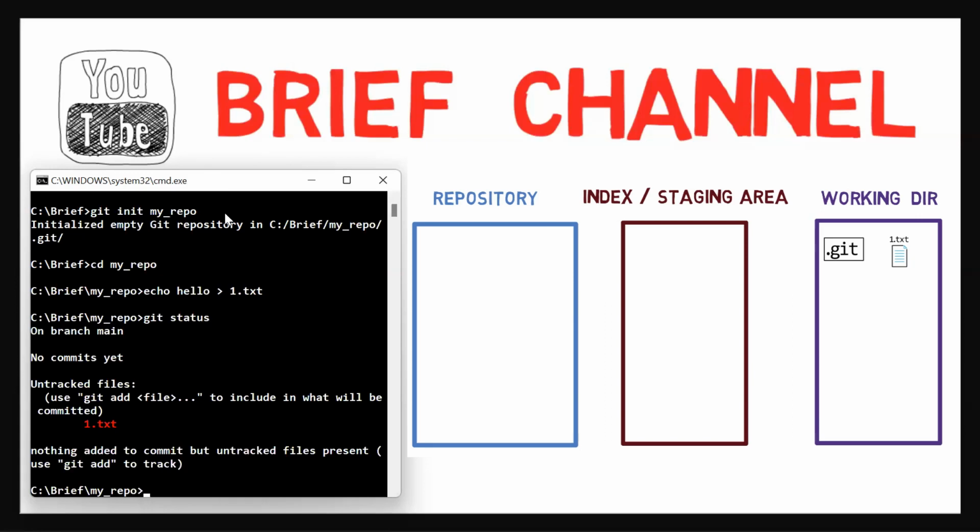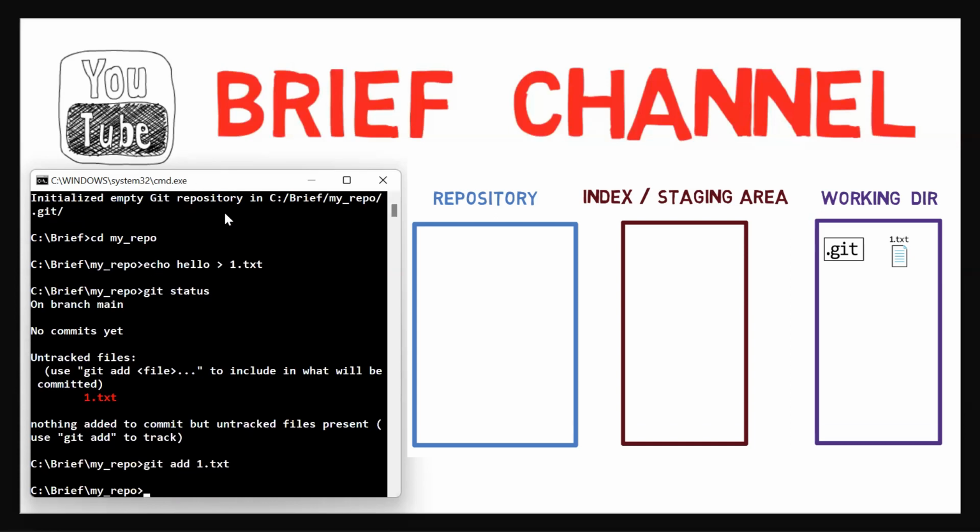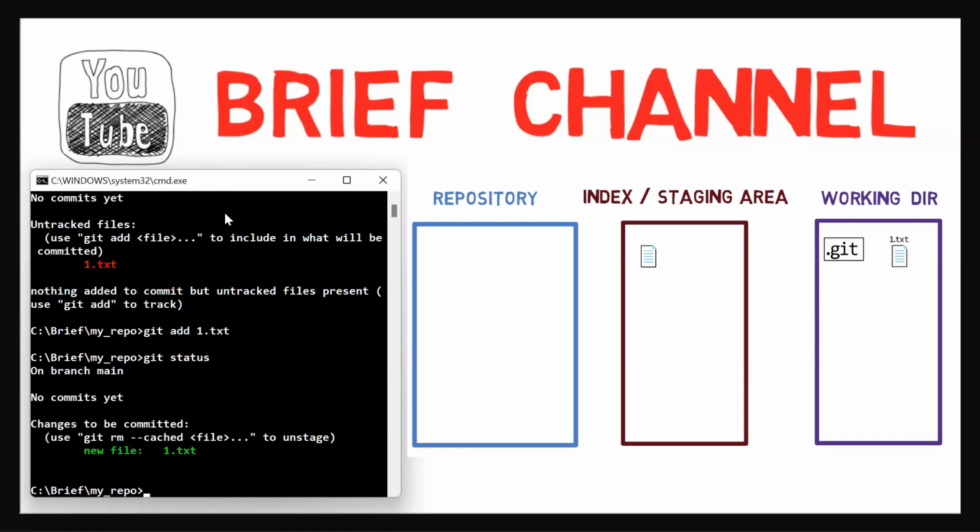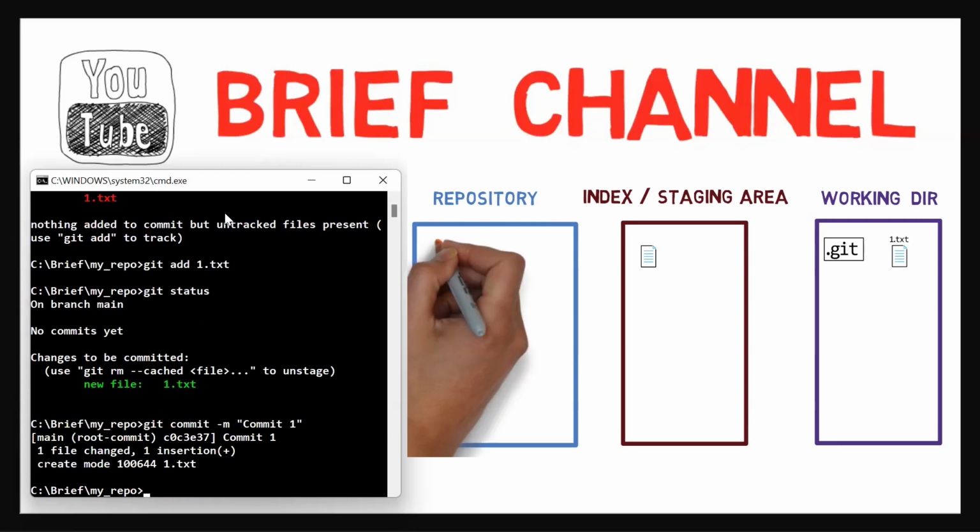Cool. So let's stage this file, add it to the index by using git add. So where is it now? It's in the working dir as well as the index. How can we verify that? We'll simply use git status again. Cool, so we can see it's under the changes to be committed section. And now we can just create a commit. So git commit, we'll give it the message of commit 1. This would be the nickname for this commit for us.